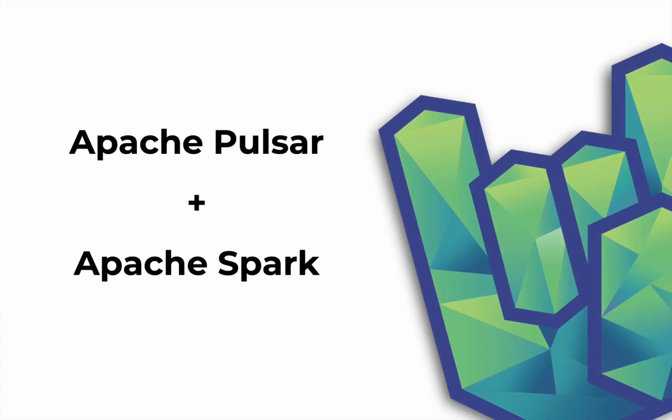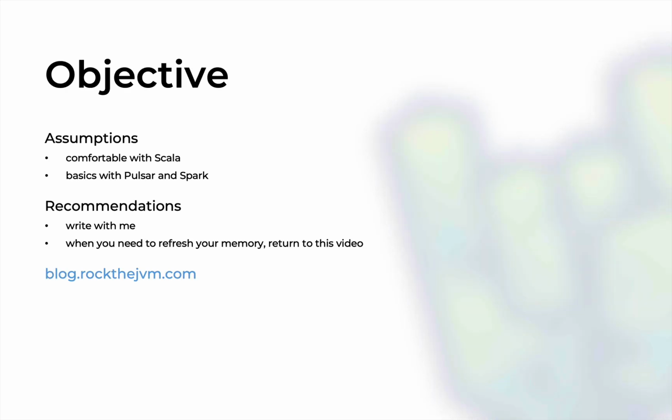I'm Daniel, and in this video I'm going to show you an example of streaming analytics by integrating Apache Pulsar and Spark structured streaming. Now, this demonstration is done in Scala, although in theory you could also write Java if you're interested. So this video assumes comfort with the Scala language and with the basic Pulsar and Spark concepts that we have some videos of here at Rock the JVM channel, and also courses for Spark at Rock the JVM.